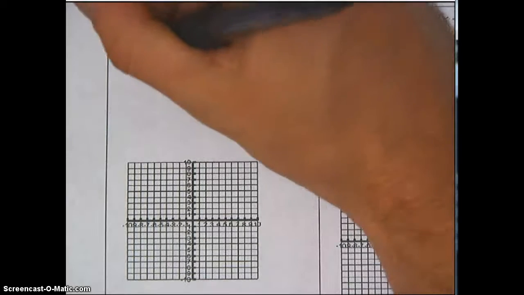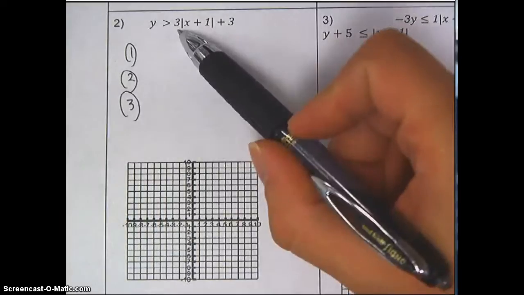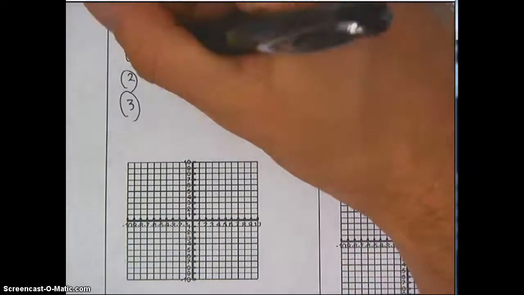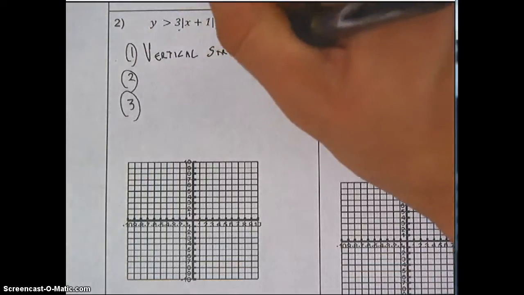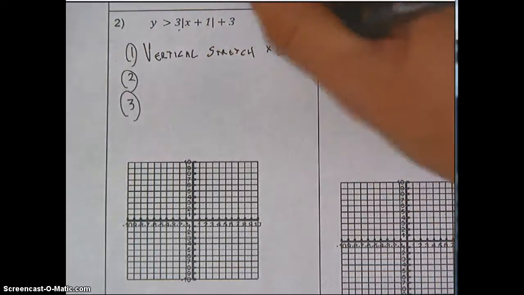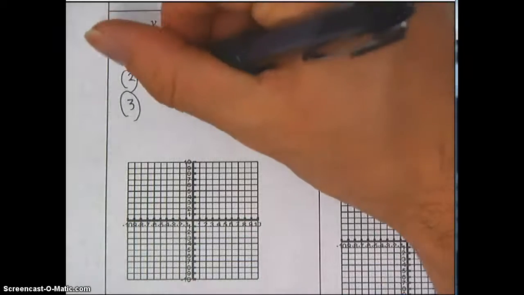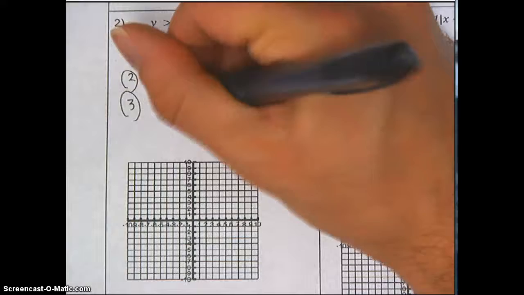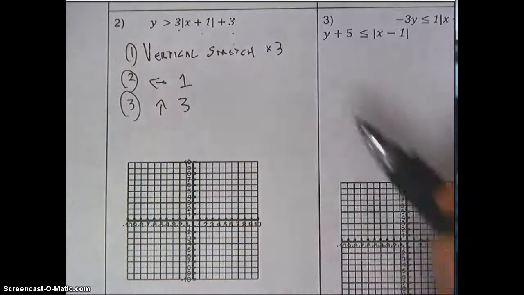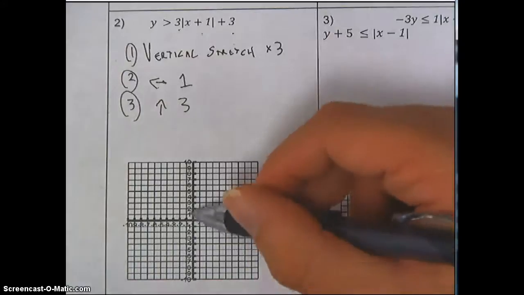So I see 3 transformations here. The first one is that 3. What that 3 tells me is another vertical stretch by a factor of 3. That plus 1 tells me that we're going to the left 1. And that plus 3 tells me we're going up by 3. So you start at the origin, go left 1, and up 1, 2, 3.